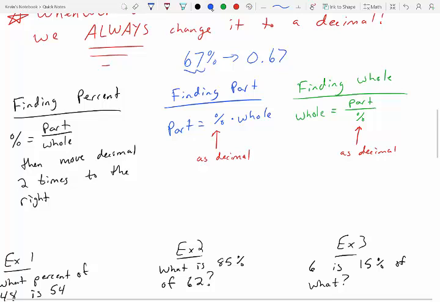The three equations we're going to use are: to find a percent, we divide part divided by whole, and then we have to move the decimal 2 times to the right to put it into percent. To find a part, our part equals our percent as a decimal times our whole. To find the whole, our whole equals our part divided by percent. Again, the percent is as a decimal when we do this.